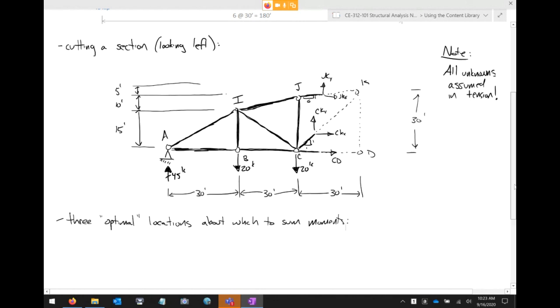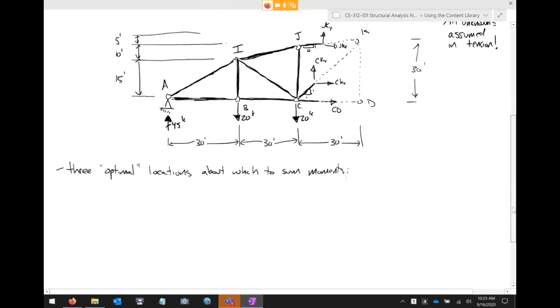Okay, let me scroll down a bit so I'm not squishing this down. So let's talk about option 1. Option 1 would be joint C. Because if I look at joint C, I have member CK and member CD all meeting at joint C. So when I sum moments at joint C, I don't have to deal with those, and I would only solve for member JK. So that would be one place to sum moments.